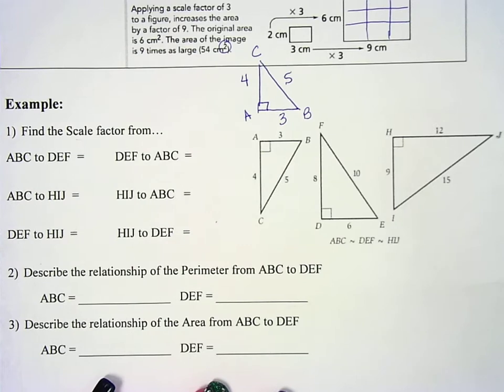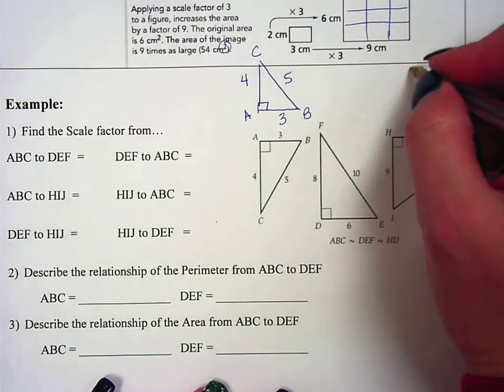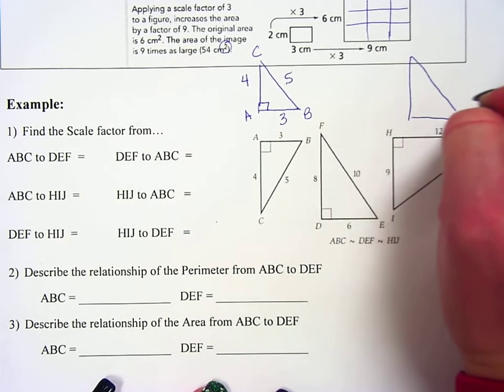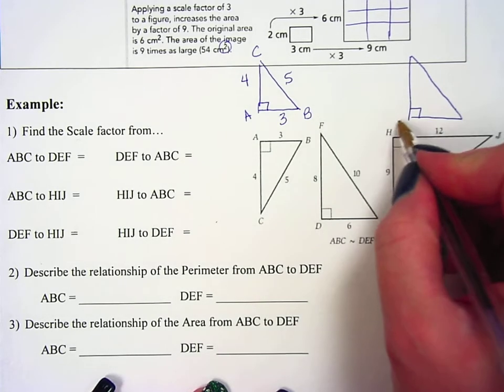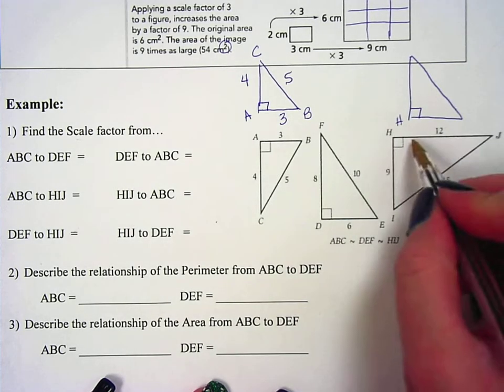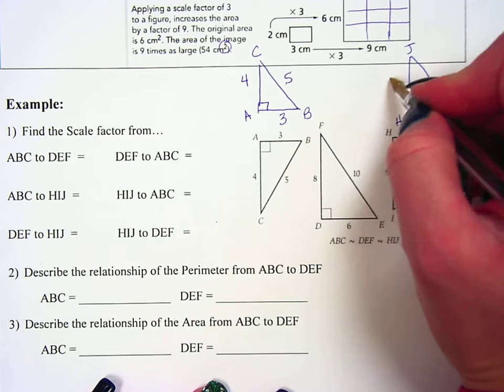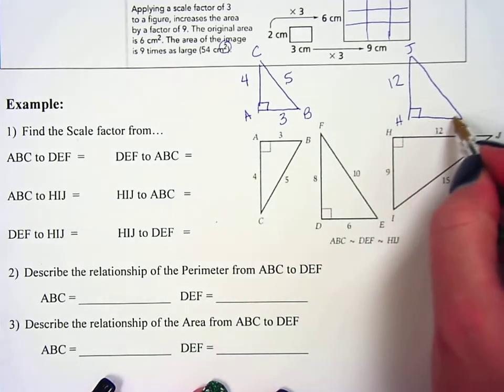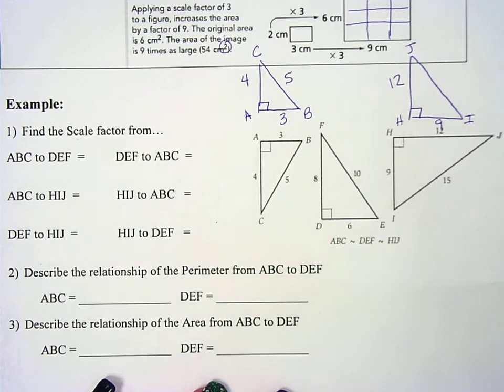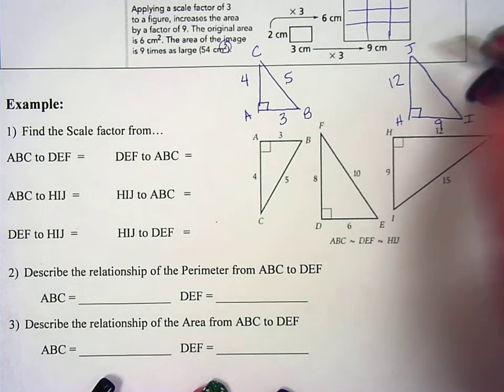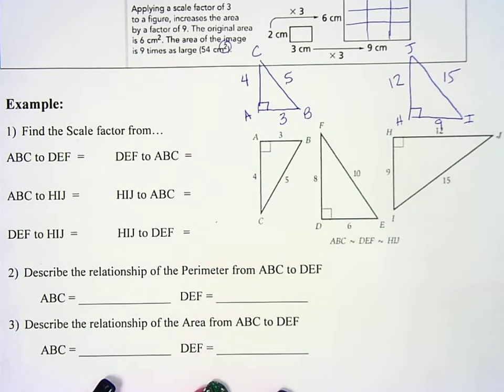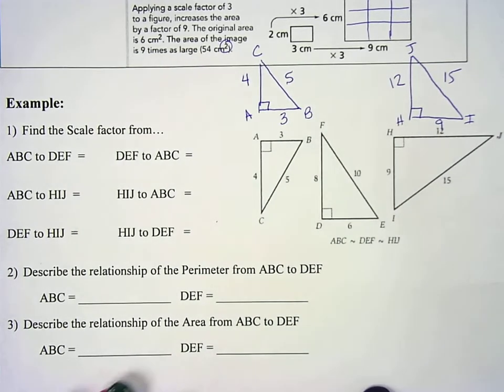was 5. Same thing with this one. I'm going to go ahead and turn it right side up so it looks like the other ones. So H was in the corner, J was the longer side, and then H to I was my shorter side of 9. The diagonal part was 15. Just to make it a little easier there to see what's matching up.